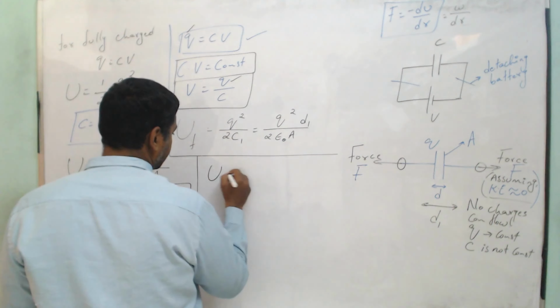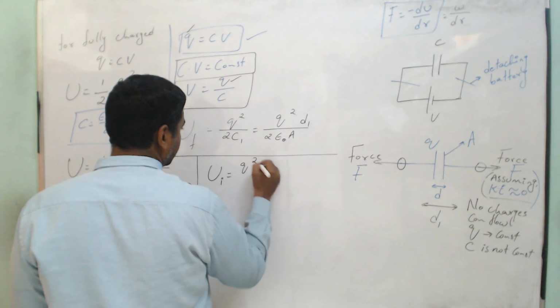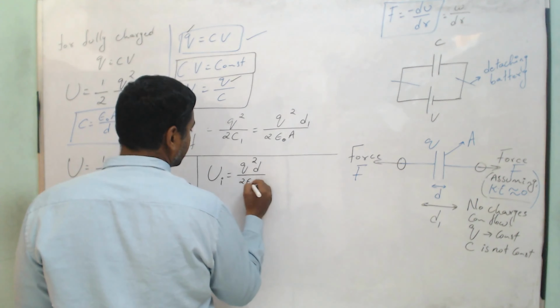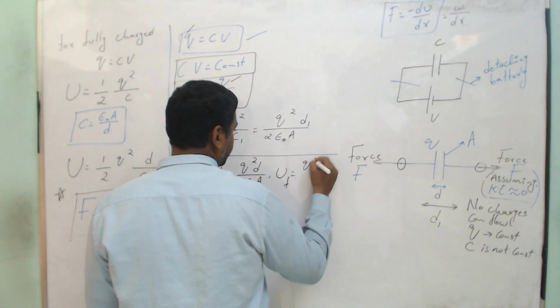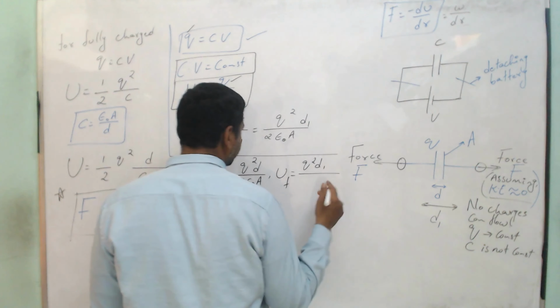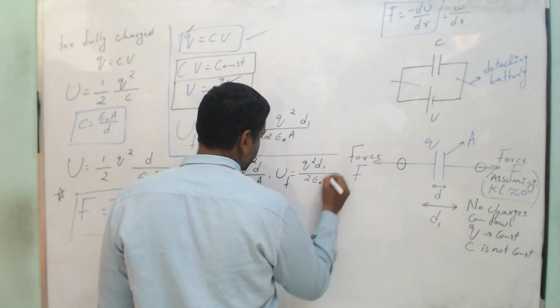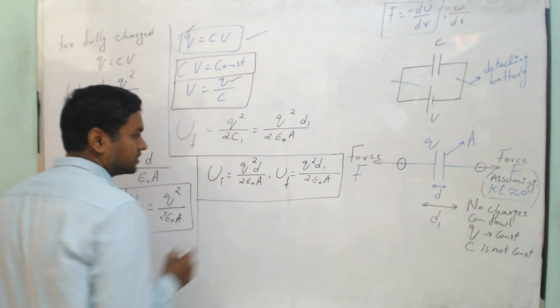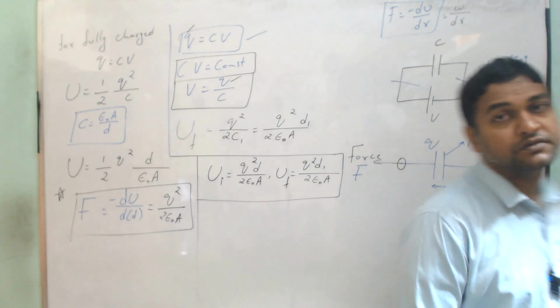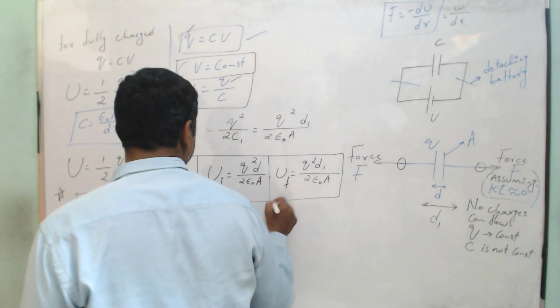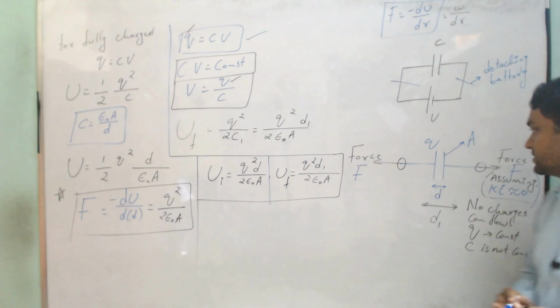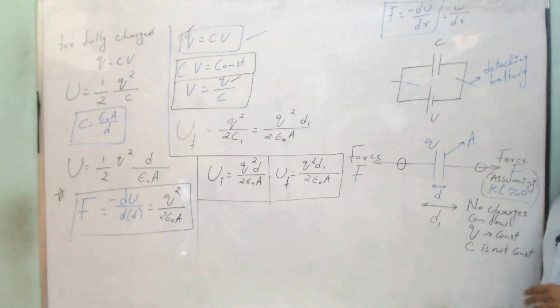Wait, one second. Initial potential energy is Q square d by 2 epsilon naught A. My final potential energy is the potential energy of the charges on the capacitor. Remember, this is the energy stored inside the capacitor, right? Potential energy of a capacitor means the energy that the capacitor has right now. Is the initial potential energy greater than final, or final greater than initial?